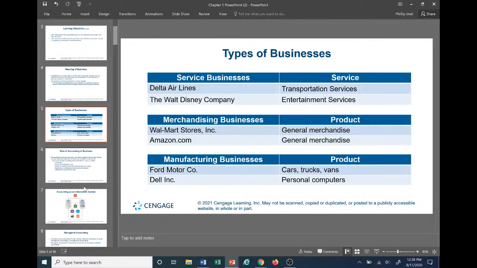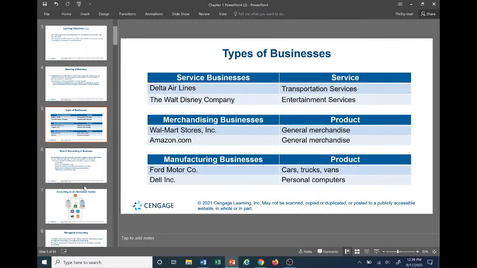So let's talk a little bit about different types of businesses. Let's start with the service businesses. Delta Airlines, obviously we know that an airplane is a transportation service, so that's why it's considered a service business. Also, the Walt Disney Company, everyone's watched their Disney movies, Lion King, Aladdin, whatever they might be. This is a service, but it's a form of entertainment. So they're entertaining us through their movies and their shows, right? Whereas Delta Airlines, once again, is a service industry, but they're more concerned with transporting people and things of that sort. So those are your service businesses.